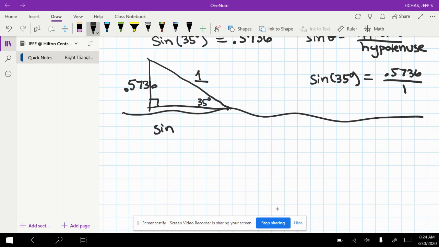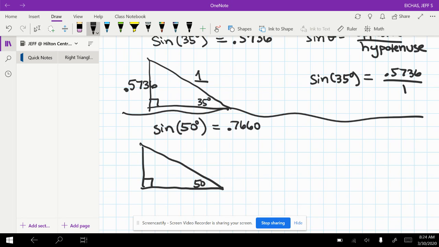So sine of, let's say, 50 degrees. The calculator will tell us it's 0.7660. All that means is there is a right triangle out there with a 50-degree angle here. So then the ratio of these two sides, opposite to hypotenuse, is 0.7660 to 1. That's the meaning behind it. So once you grasp that, the problems that we'll do in the next video will be a little more reasonable.